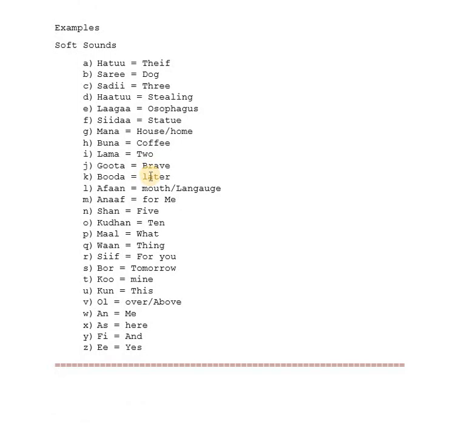Here are examples. In all of these, we don't have any double consonant, because all of them are soft sounds. Hatu, we have seen that. Sare, Sadi, Hatu. You can tell the difference between these two if you listen to the previous video. Hatu, Laga, Sida.